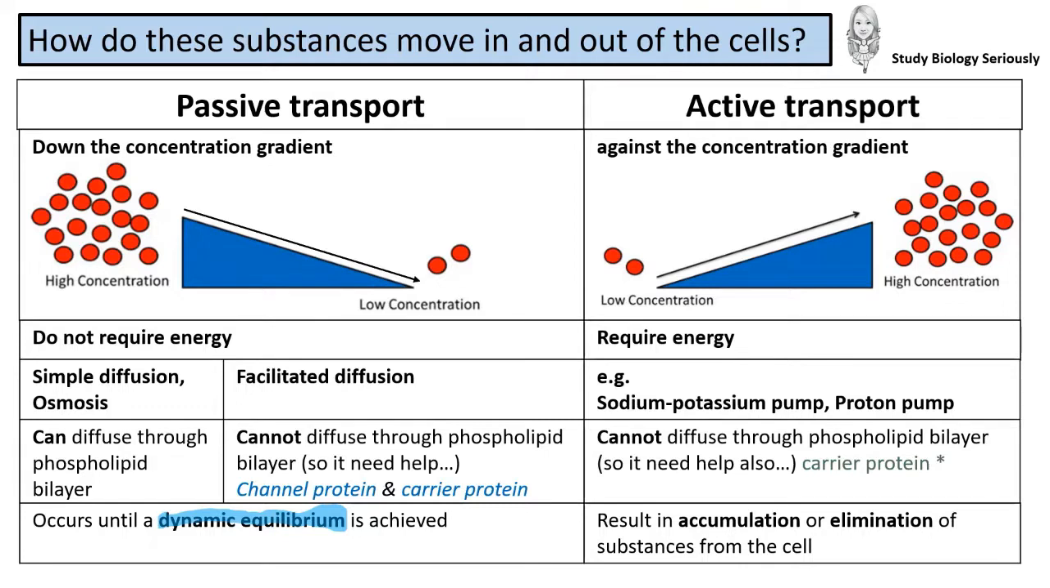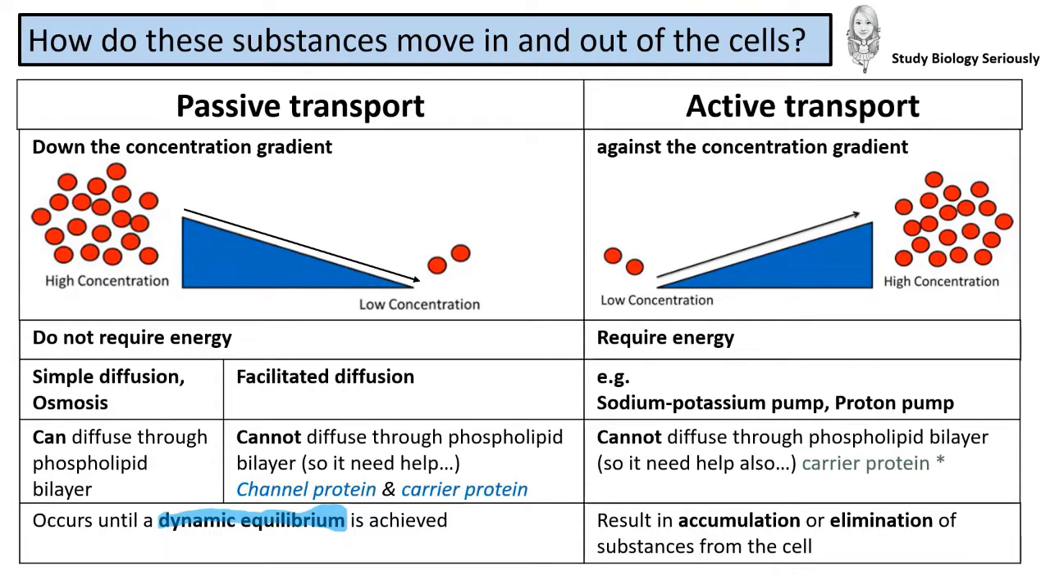But why the oxygen can continuously diffuse into the cell seems like never achieve the dynamic equilibrium? So, the answer is, inside the cell, the oxygen concentration will be always lower than the oxygen concentration outside the cell. This is because oxygen in the cell will be used up for the respiration.